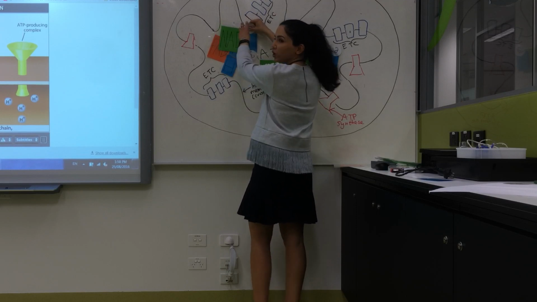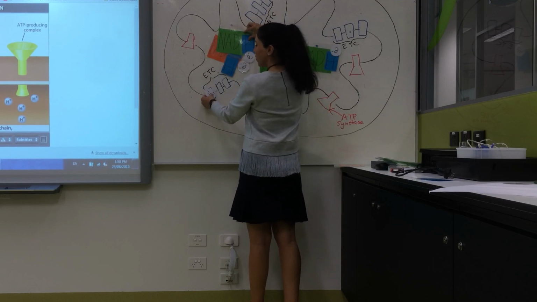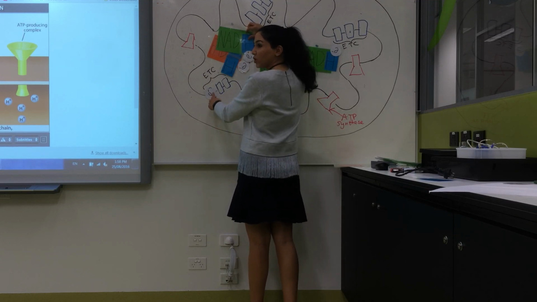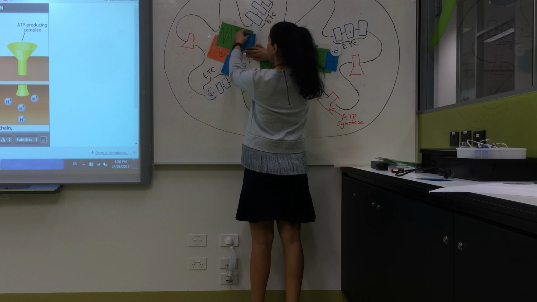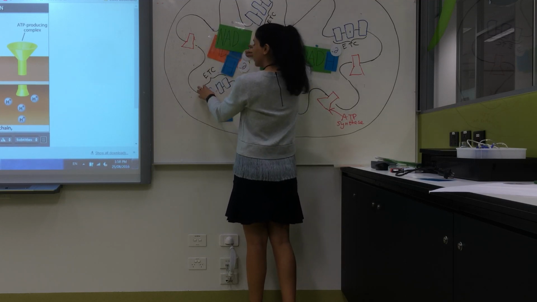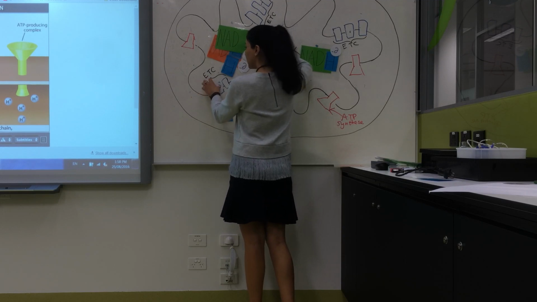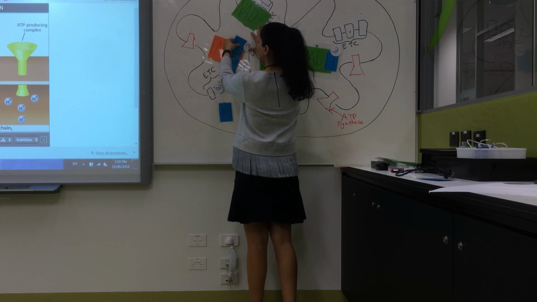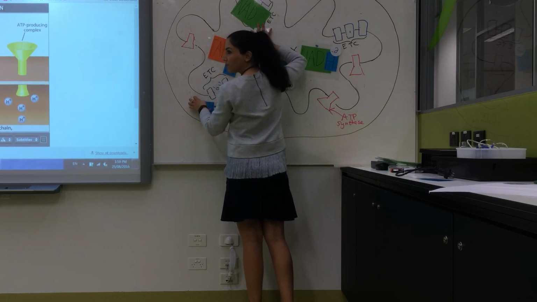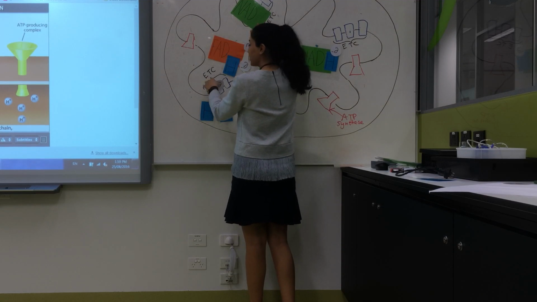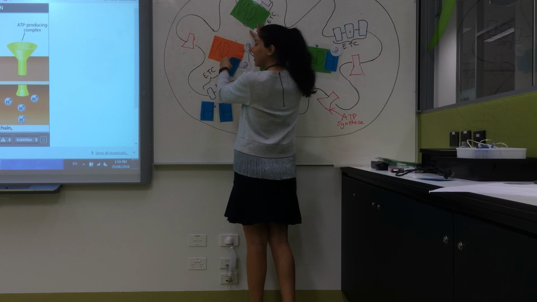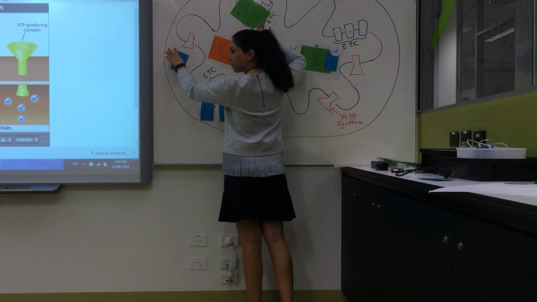This molecule is going to donate an electron to the first protein in the electron transport chain. And this pump will have energy to pump hydrogen from the matrix to the intermembrane space. The electron will move to the next pump. This pump will have energy, and it will pump hydrogen from the matrix to the intermembrane space. This electron will move to the next pump. This pump will have energy. It will pump hydrogen from the matrix to the intermembrane space.